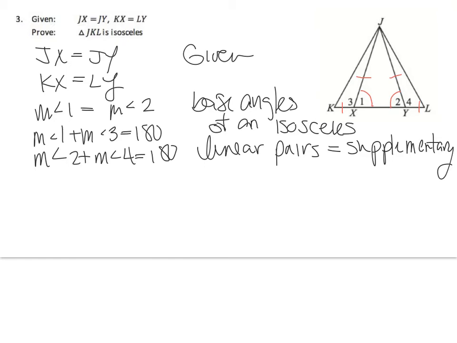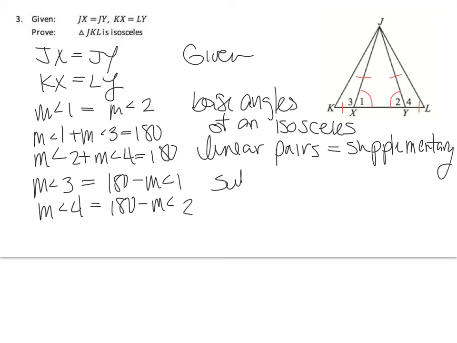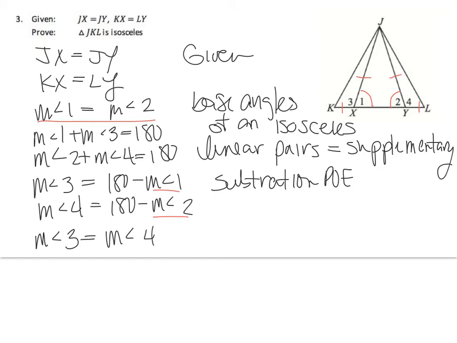Okay, let's go ahead and do some subtraction. So the measure of angle 3 equals 180 minus the measure of angle 1, and the measure of angle 4 equals 180 minus the measure of angle 2. Subtraction property of equality. And since 1 is equal to 2, I can substitute and say that the measure of angle 3 is equal to the measure of angle 4. Let's go ahead and mark that. 3 is equal to 4.